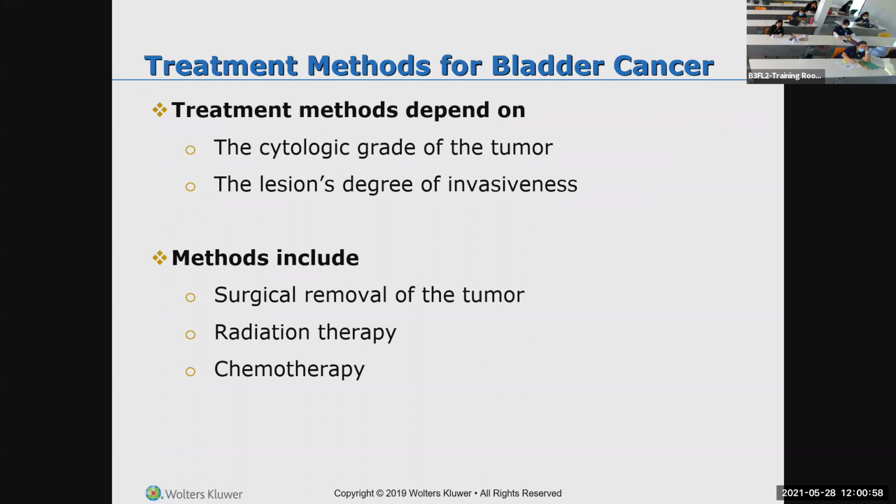Okay, treatment method depends on the cytologic grading of the tumor. That's why I said if it is local, if it's superficial, we can get rid of the tissue instead of removing the whole bladder. Number two, the degree of invasion of the lesion. If it's already invasive, surgery, total removal of the bladder. Methods include surgical removal of the tumor or the bladder, radiation therapy, chemotherapy.